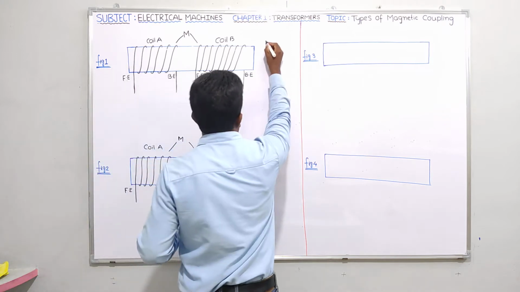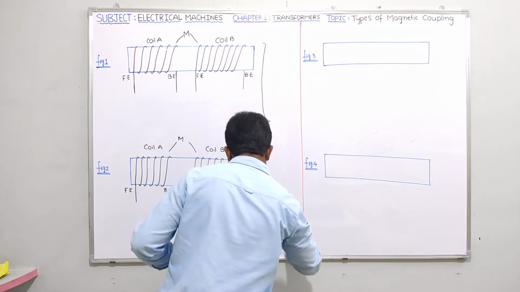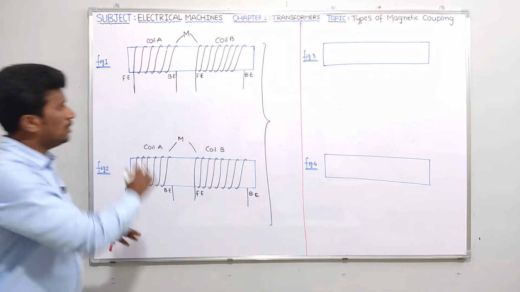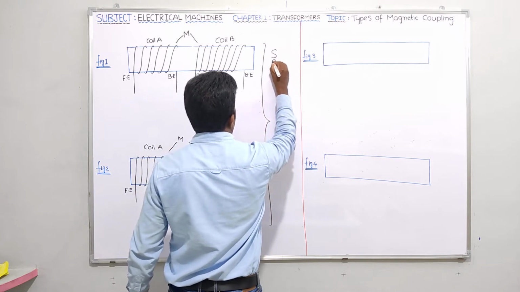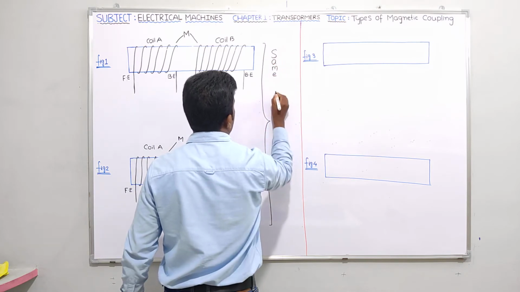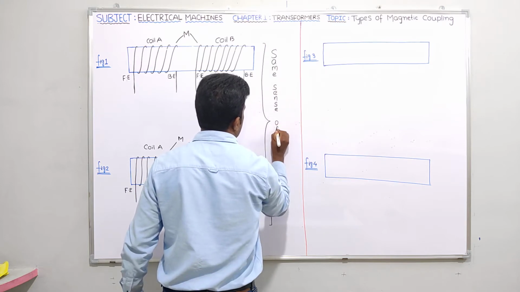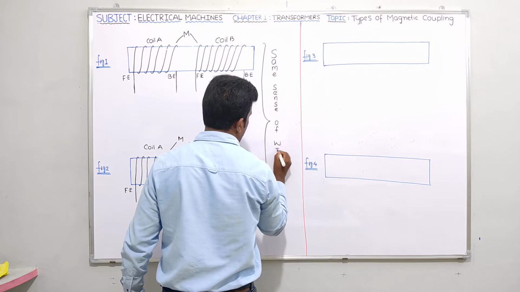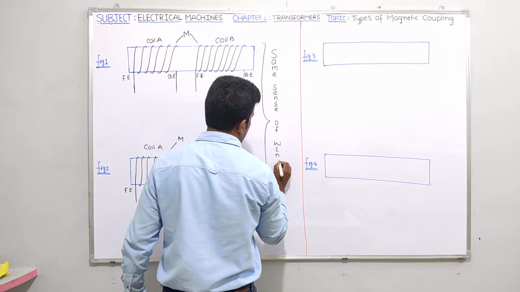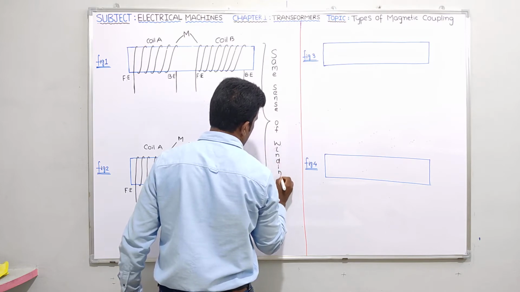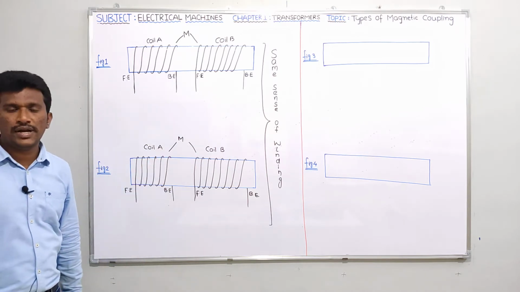Okay. So for your understanding, I am writing figure number 1 and figure number 2. Let me give one flower bracket and let me write here: same sense of winding. Is it clear? Yes. Okay. Figure number 1 and figure number 2 have the same sense of winding.